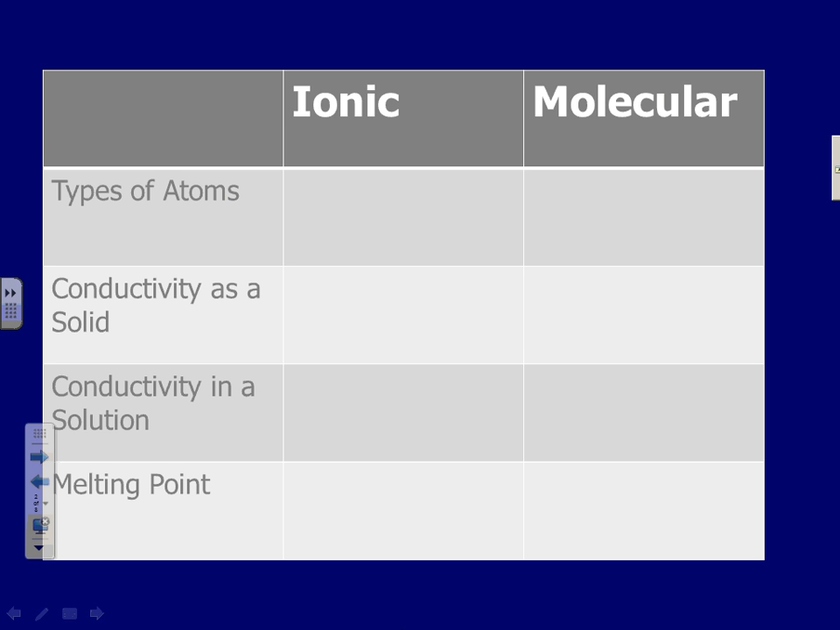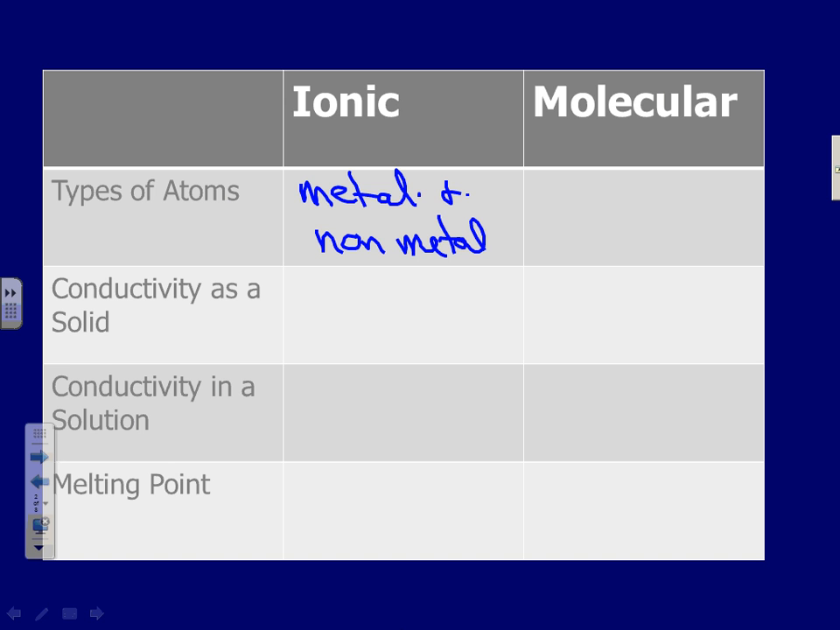So, types of atoms for ionic compounds. What kind of atoms do we have to have for the compound to be ionic? What kind of atoms do we have to have? Yep. Metal and non-metal, one on the left and one on the right. So we have to have a metal and a non-metal. To contrast that, are molecular substances.